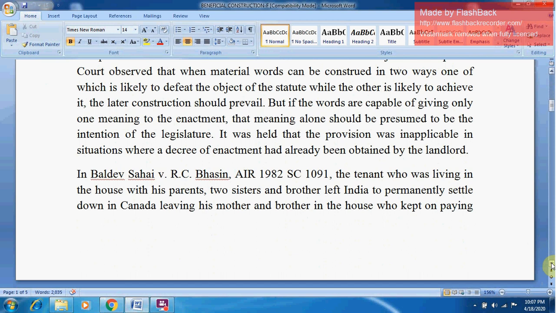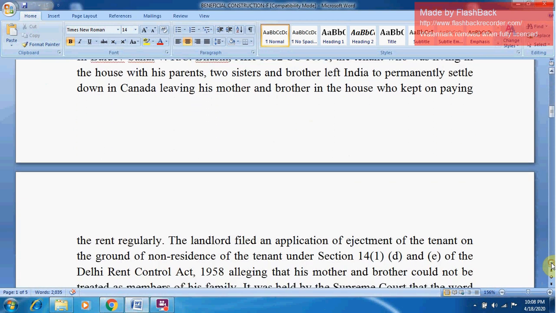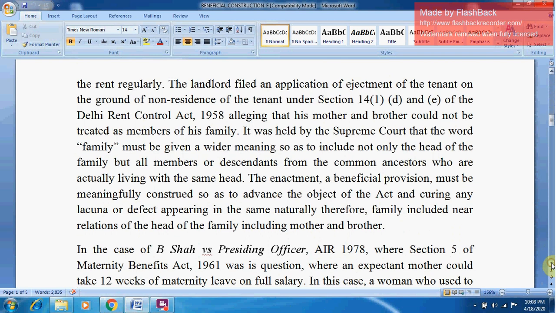In the case of Baldev Sahai versus R.C. Bhasin, the tenant who was living in the house with his parents, two sisters, and brother left India to permanently settle down in Canada, leaving his mother and brother in the house, who kept on paying the rent regularly. The landlord filed an application for ejectment of the tenant on the ground of non-residence of the tenant under Section 14, subsection 1, clause D and clause E of the Delhi Rent Control Act 1958, alleging that his mother and brother could not be treated as members of his family.